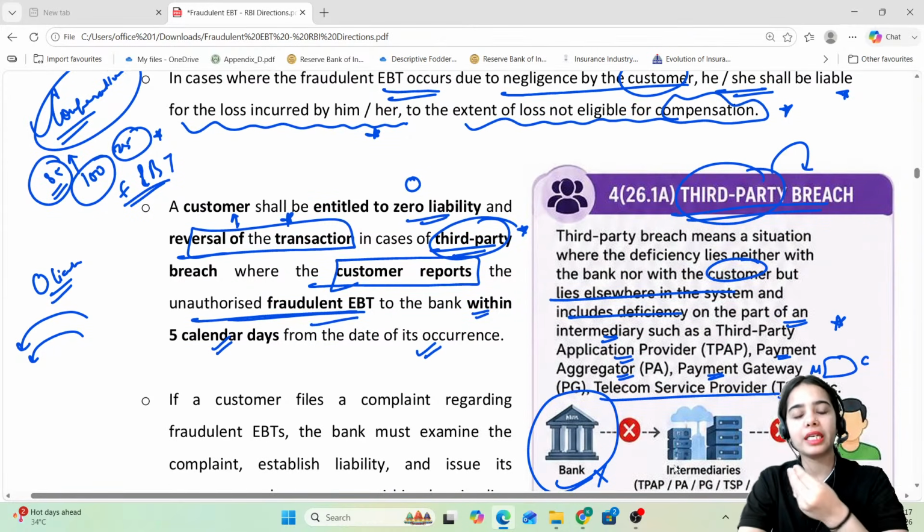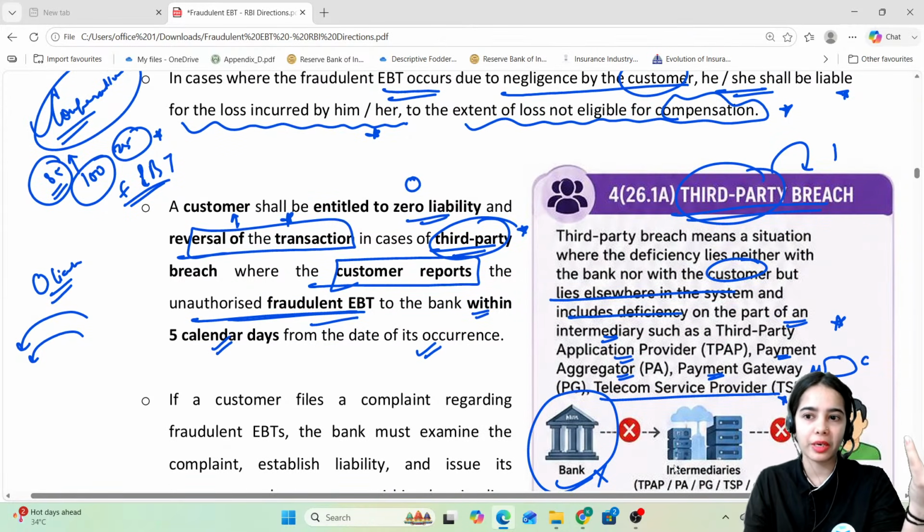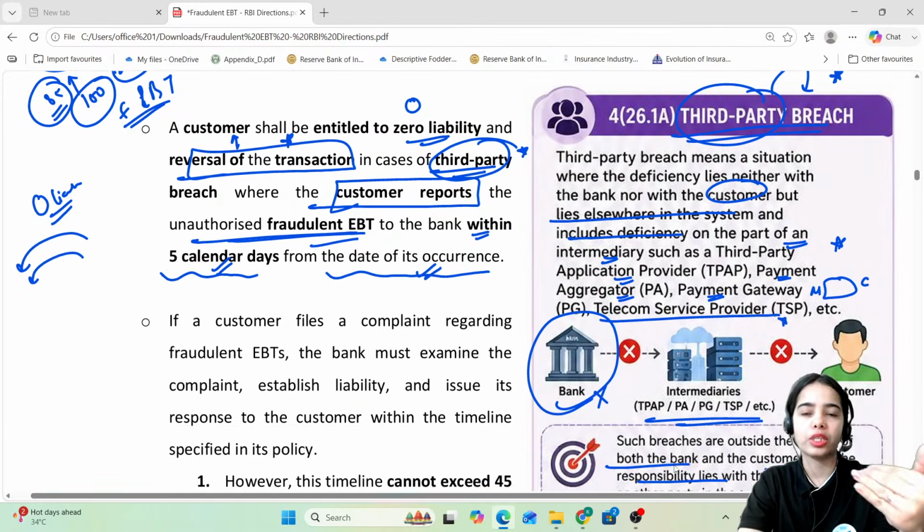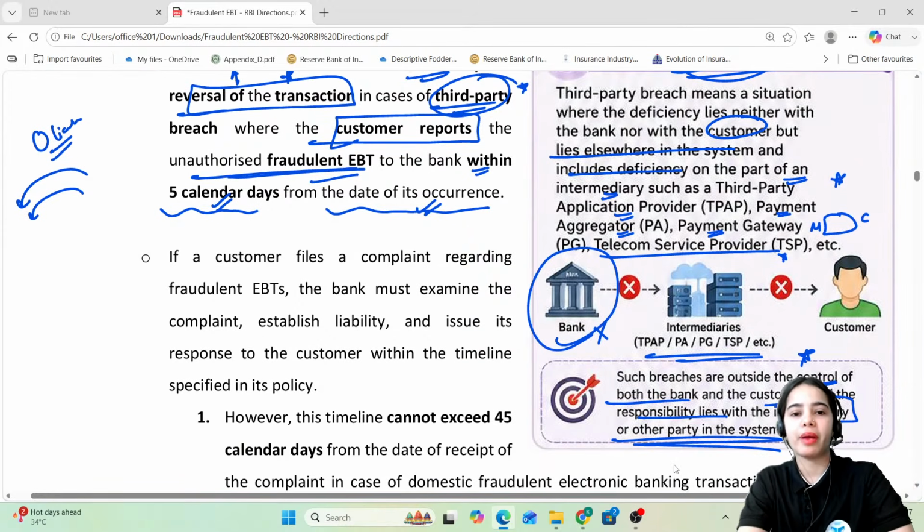A customer shall be entitled to zero liability in case third party breach has happened, but the customer has to inform about the unauthorized fraudulent EBT within 5 calendar days from the date of occurrence of such unauthorized fraudulent electronic banking transaction.